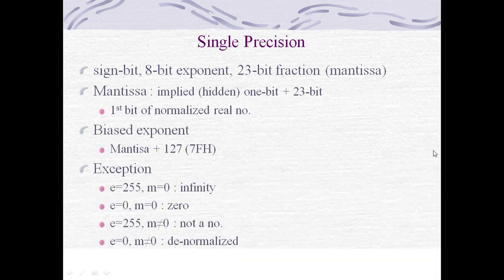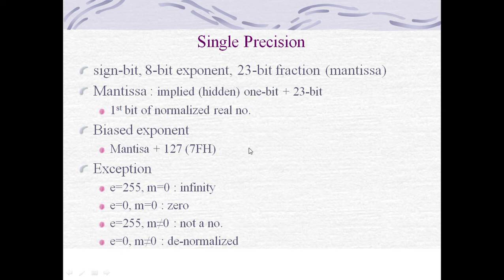So for single precision, there is a sign bit, an 8-bit exponent, and a 23-bit fraction or mantissa. 23 bits are used to store the mantissa or the fraction. In the mantissa, there is an implied hidden 1 bit, which I just mentioned, plus 23 bits. The 1 bit is the bit on the left-hand side of the decimal point, which is hidden and not stored here.